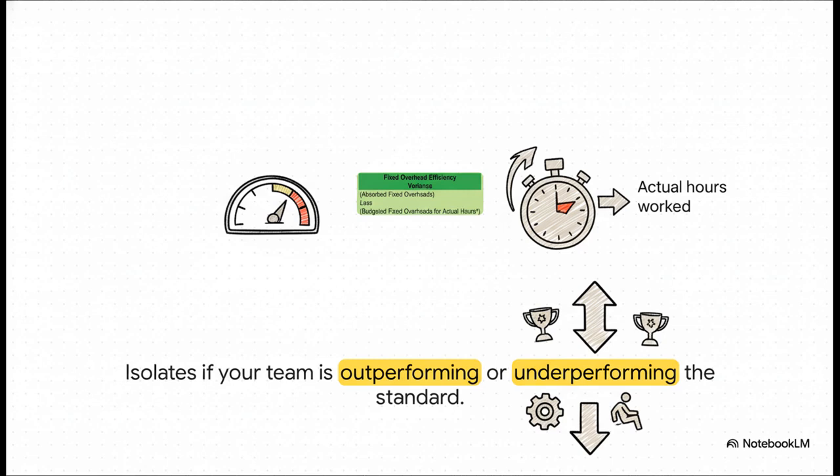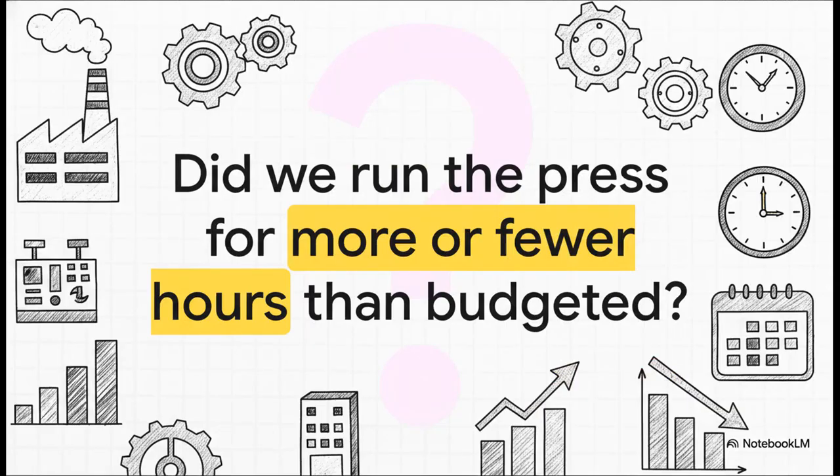If the standard hours are higher, it means our team was super efficient. They beat the clock. That's a favorable variance. If the actual hours were higher, they were slower, and that's adverse. Okay, last piece of the puzzle, capacity.